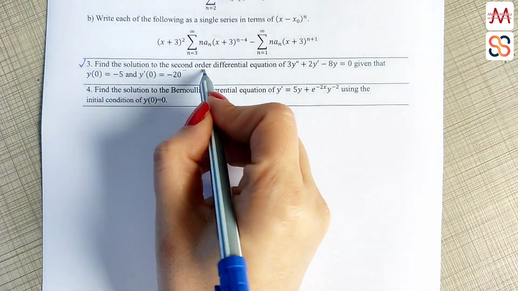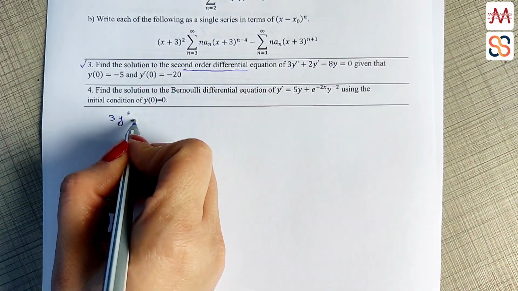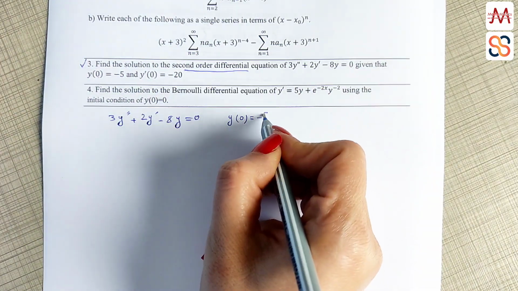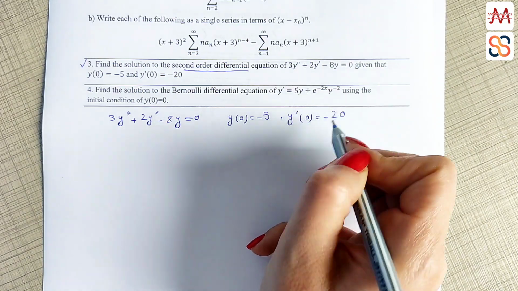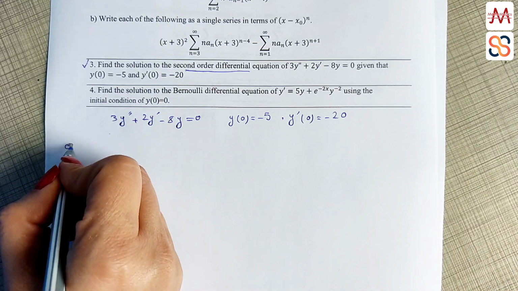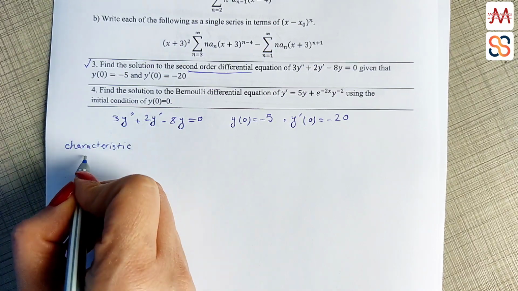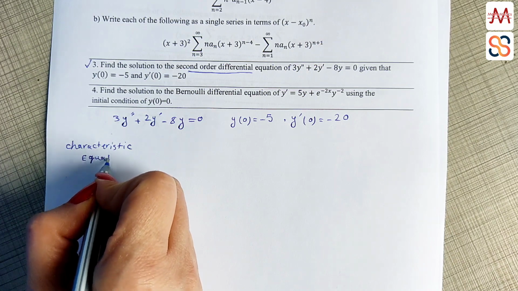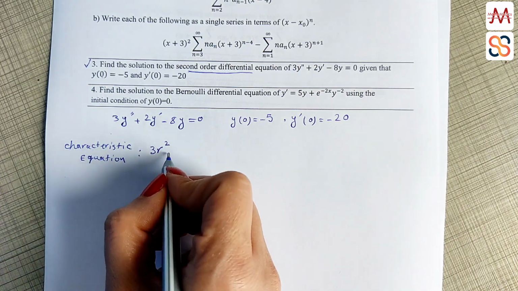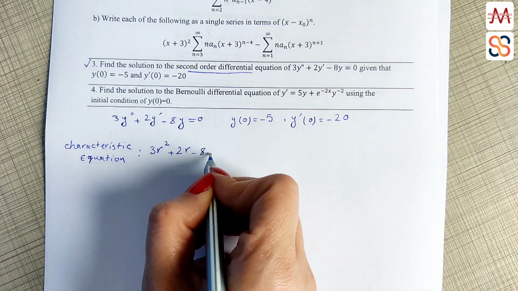The turn is for the third question. Let's solve it. We must find the solution to the second order differential equation 3y double prime plus 2y prime minus 8y equals 0, given these initial conditions. We know that when we have a second order differential equation, first of all we have to write the characteristic equation of that. The characteristic equation for this second order differential equation is 3r squared plus 2r minus 8 equals 0.